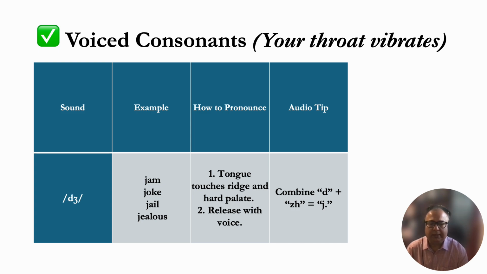Next up is j. Jam, joke, jail, jealous. How do we pronounce this sound? Your tongue touches the ridge and the hard palate, two parts. So the tongue is raised and it touches the ridge and the area behind the ridge. Remember the alveolar ridge right behind your upper teeth? And then you release the sound with voice. Another way of looking at this sound is as if you were combining d and zh, and it becomes one sound. J.